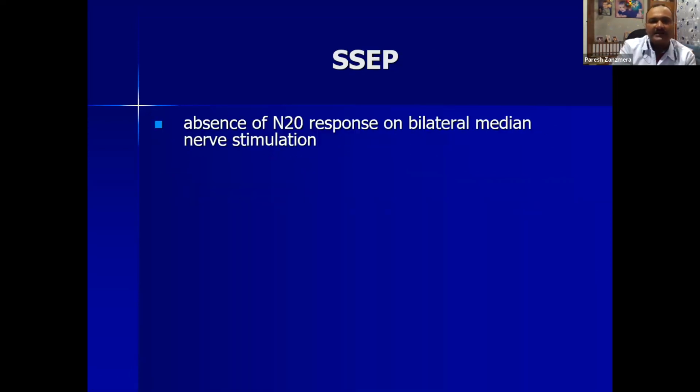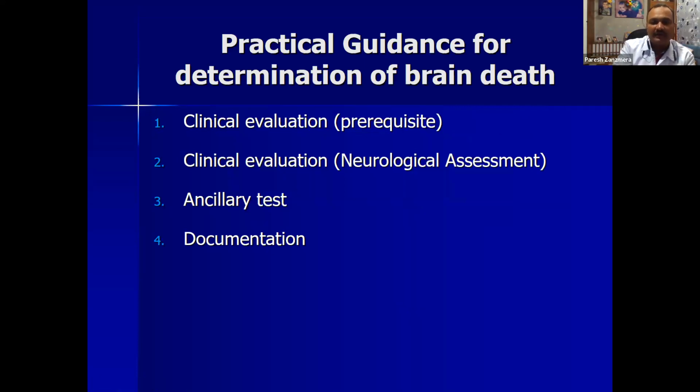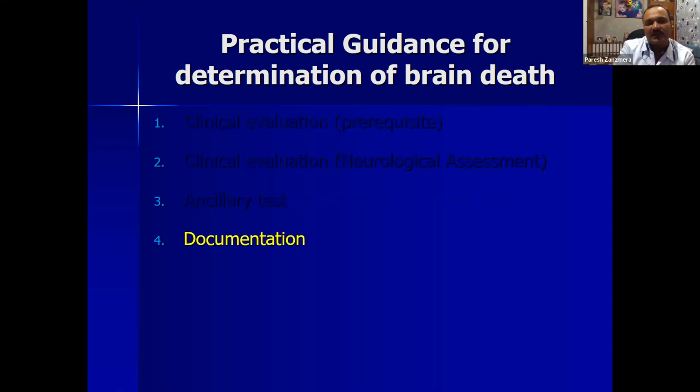And ultimately, SSEP is the last one. There should be absence of N20 response in bilateral median nerve stimulation. This is the N20 response, and that should be absent in a patient if you want to diagnose brain death. Right. So these are the ancillary tests. Again, I would repeat that there is no need of going for any one of those unless there are some exceptions to that rule, or if you are unable to make a diagnosis of brain death, which we will come to in the subsequent slide.